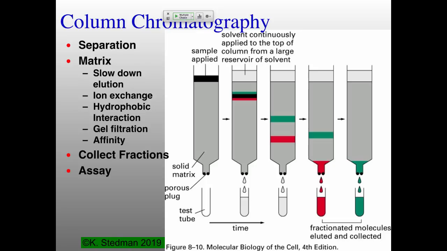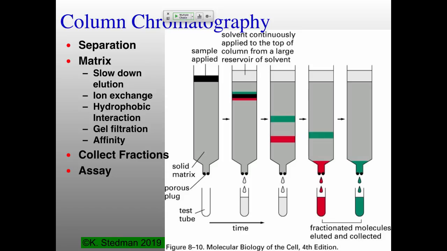You can also have what's called a hydrophobic interaction column, where you look at how much hydrophobicity is exposed on the outside of your protein. More hydrophobic is going to be retained more, less hydrophobic is going to be retained less. You can also have gel filtration columns. Literally all this is separation based on size. Separation based on size should sound really familiar now.